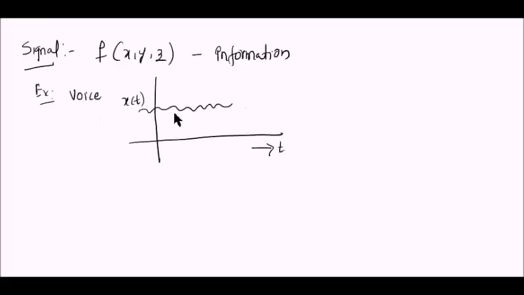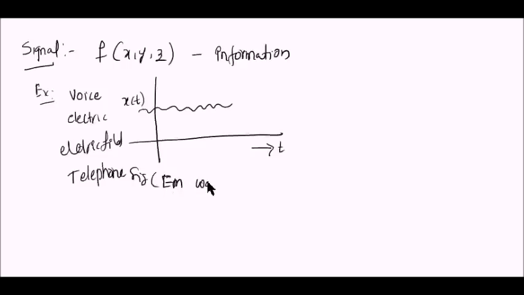Other examples of signals are electrical signals, electric fields, and telephone signals, which are nothing but EM waves. Even light is an example of a signal because it has certain information with it. For example, when you are driving a car and you see a red light, you stop the car. That means you are able to receive some information from the light. So light is also a kind of signal.